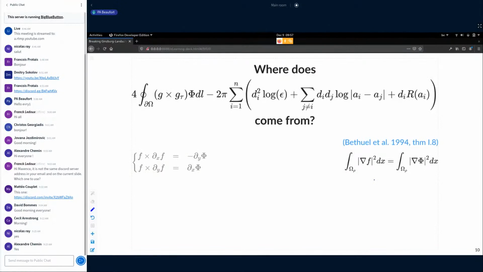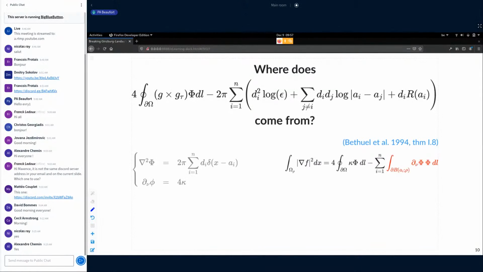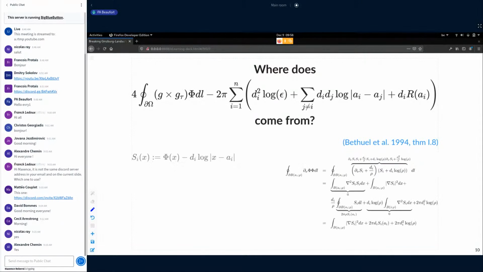We are going to use the divergence theorem in order to expand this expression, and so we do it. And remember, we work on the perforated domain, so we end up with this expression, and we have this term, and we have to expand it also. So we are going to do that, and to expand this term, we are going to use an auxiliary function, which is actually very important. So the function Si is the harmonic part of phi in the neighborhood of the corresponding critical point.